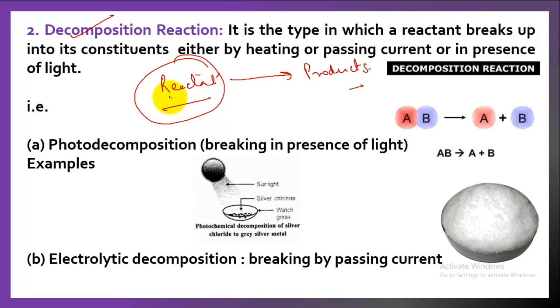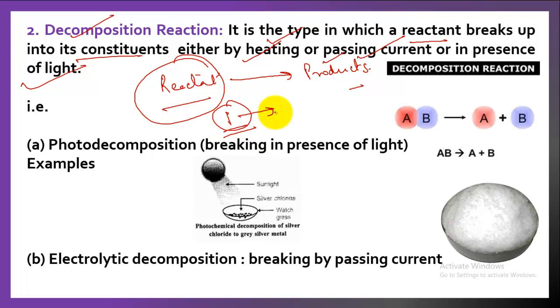We can define it as a type of reaction in which the reactant breaks up into its constituents. And how does it break up? It breaks either by heating, by passing current, or in the presence of light. Under these three conditions, the reactant breaks and forms the respective products. In this reaction, the reactant is always one.